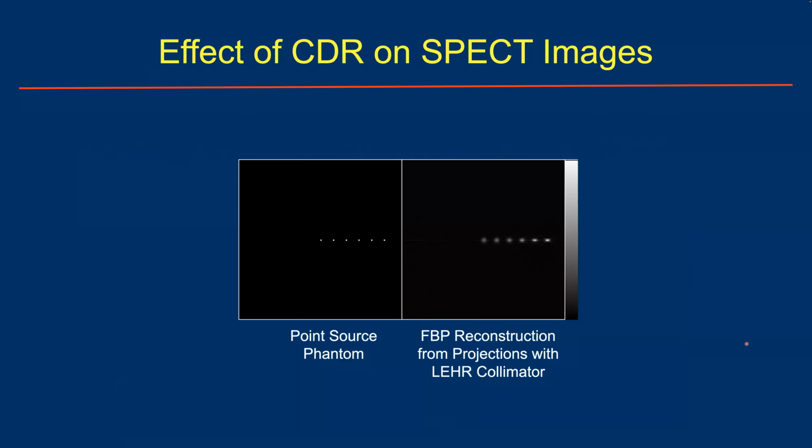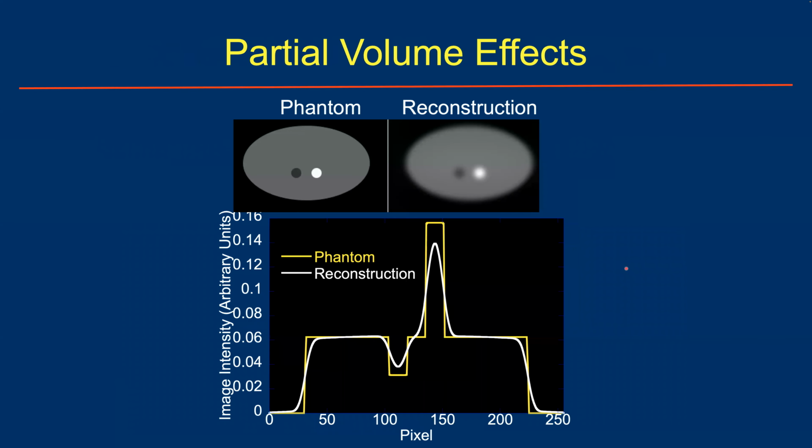This shows the effect of the collimator response function on SPECT imaging. If we have point sources at different distances in front of a detector, we can see the reconstructed image. Those point sources are blurred, and they are blurred differently in different directions. The radial resolution and tangential resolution are different. So this is a spatially varying resolution because of the collimator detector response function.